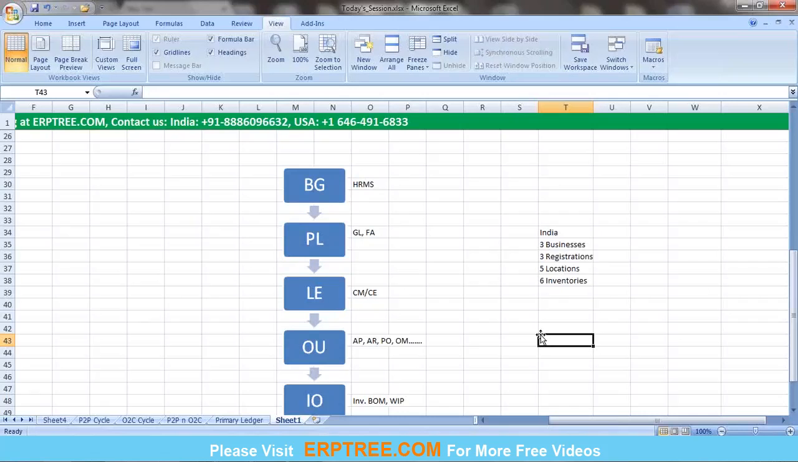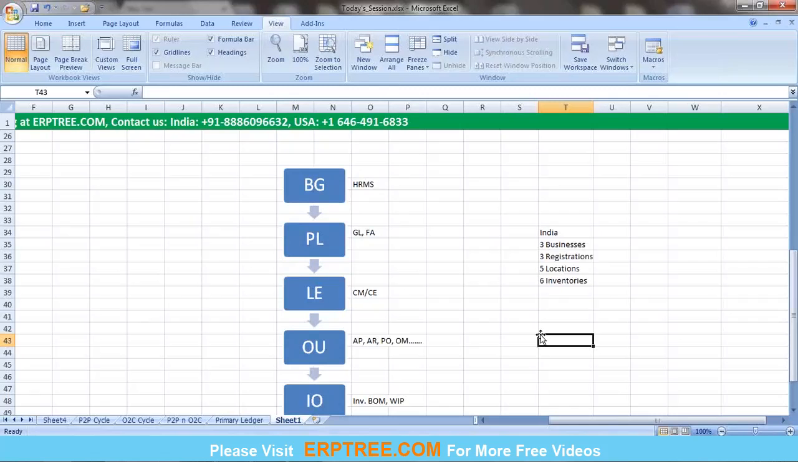And 3 legal entities, 5 operating units. No, one second. Here you should come up with your understanding. So 3 businesses are doing. You can say a simple point. If the 3 businesses are going to use the same chart of accounts, 1 primary ledger. If the 3 businesses are going to use different charts of accounts, 3 primary ledgers. If 2 businesses are going to use the same chart of accounts and 1 business is going to use a different one, then 1 is enough?